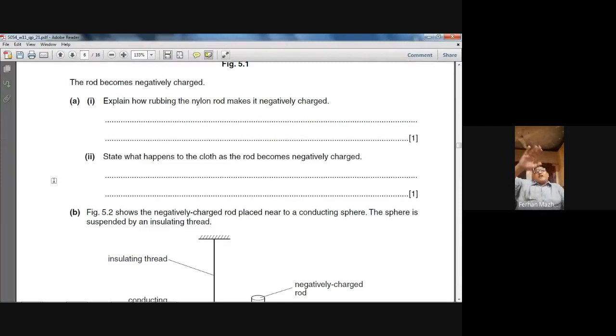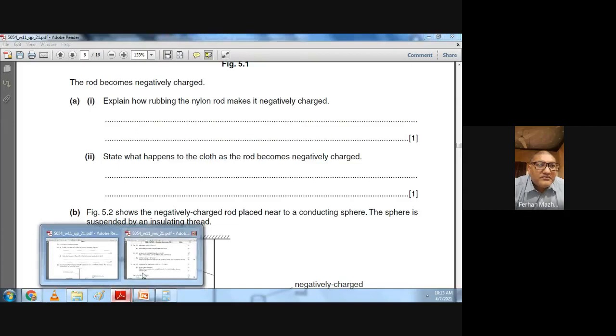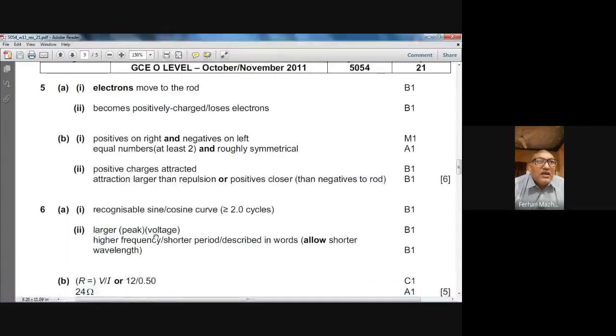The first question was: explain how rubbing the nylon rod makes it negatively charged, and the second part was: state what happens to the cloth as the rod becomes negatively charged. Let's check the marking scheme for these two parts. Electron moves to the rod, 1 mark for this, and the cloth becomes positively charged, it loses the electron. Very simple. Okay.